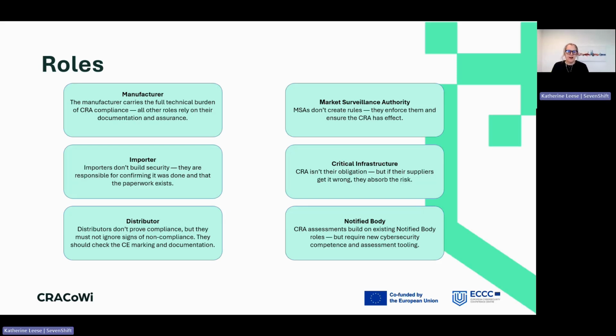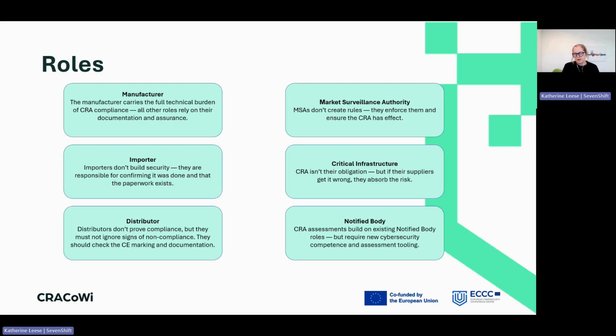So in the CRA, we have different roles. We have the manufacturer, who is burdened with the majority of the documentation. They need to track for vulnerabilities that might arise in the product as well. And all of the other roles, all of the other parties end up referring back to the manufacturer as the source of their information. Then we have importers who bring products in.